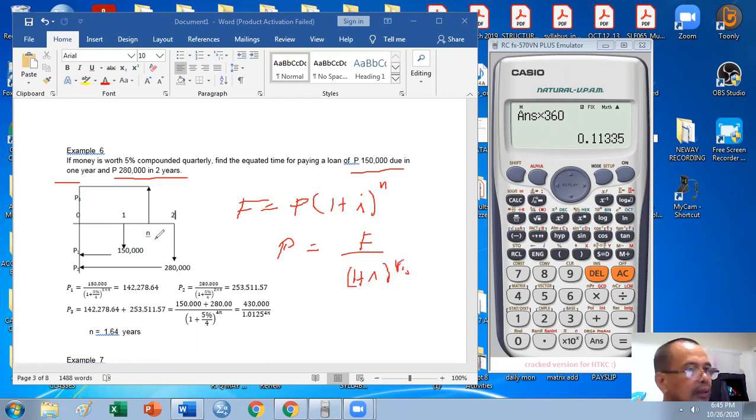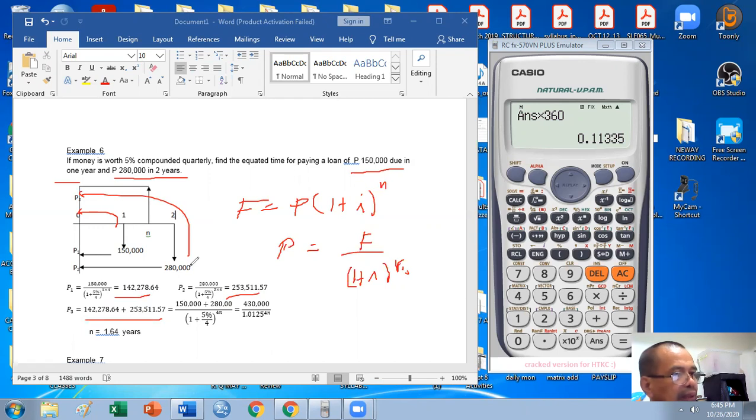So you see, yung 150,000 dito, that is what? 1 year, lipat mo doon. Kaya 150,000 divided by (1 plus 5% over 4) raised to the 4. Kaya ito yung answer. Yung isa, nilipat din doon, magiging 280,000 over (1 plus 5% divided by 4) raised to 2 times 4. Kasi walong interest period dyan. Ngayon, pwede nang pagsamahin kasi magkapareho sila ng time. Okay?